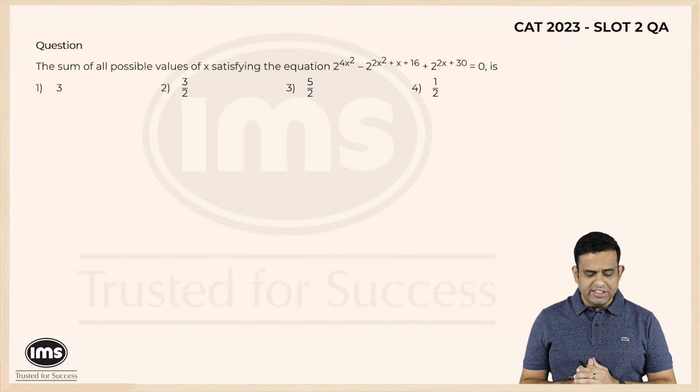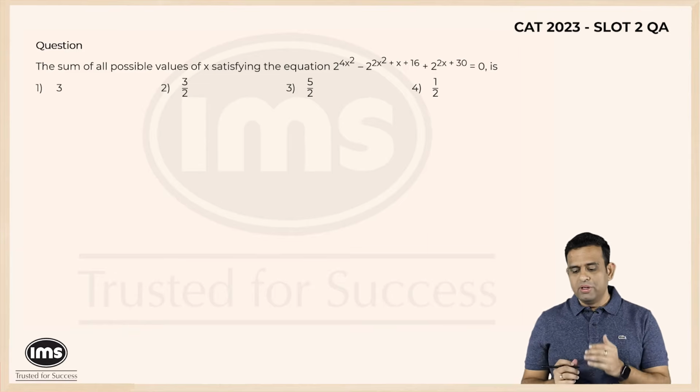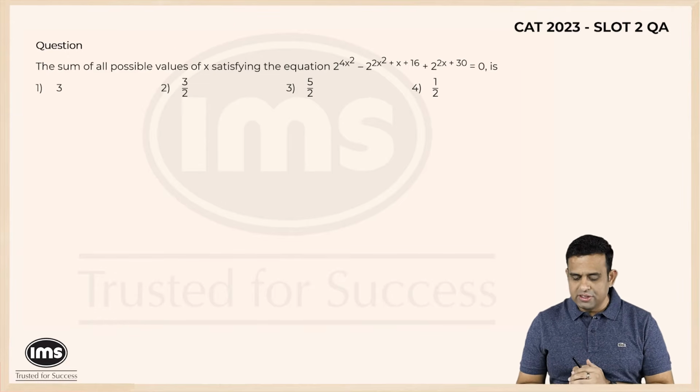In the next sum, it says that the sum of all the possible values of x satisfying the equation 2 raised to 4x square, minus 2 raised to the power 2x square plus x plus 16, plus 2 power 2x plus 30 is equal to 0 is.